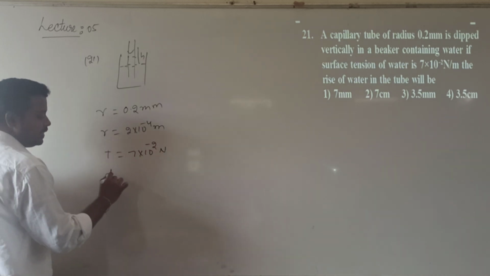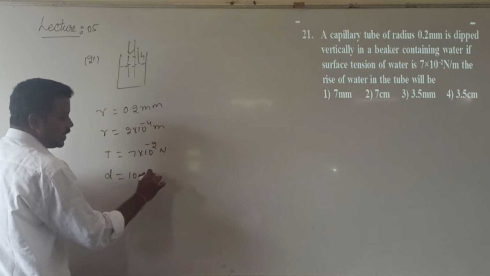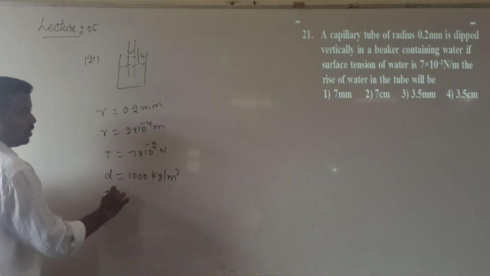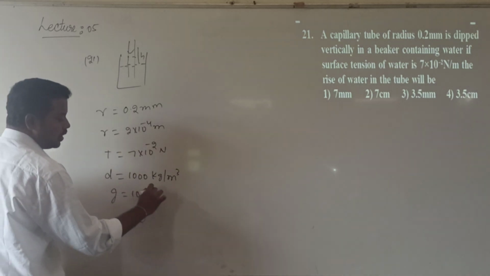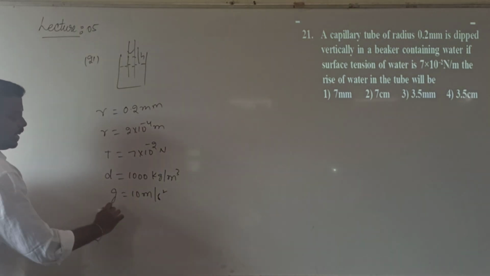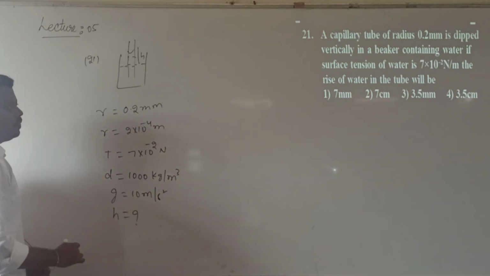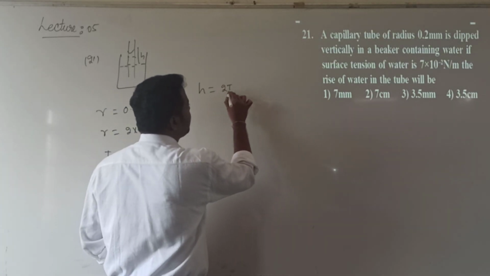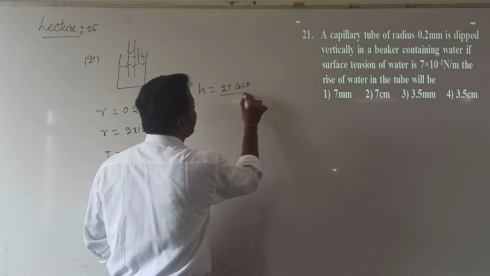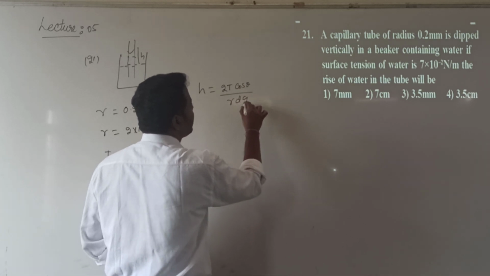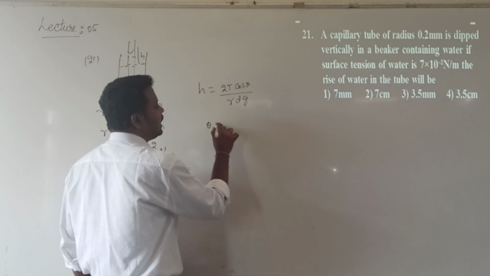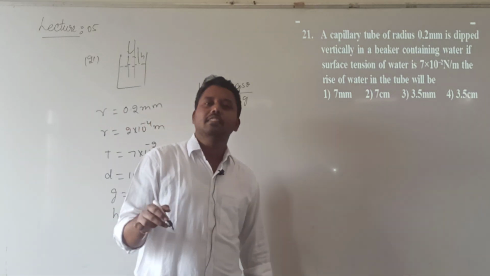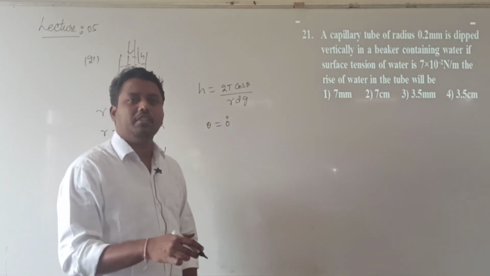What is the density of water in the SI system? 1000 kilogram per meter cube. G value is 10 meter per second square. We are asked to calculate the rise of water, the H value. What is the formula for H? H is equal to 2 into T into cos theta divided by R into D into G. Whenever theta is not given, we take theta as 0. Obviously we know for pure water and glass the angle of contact is 0, so theta value is 0.